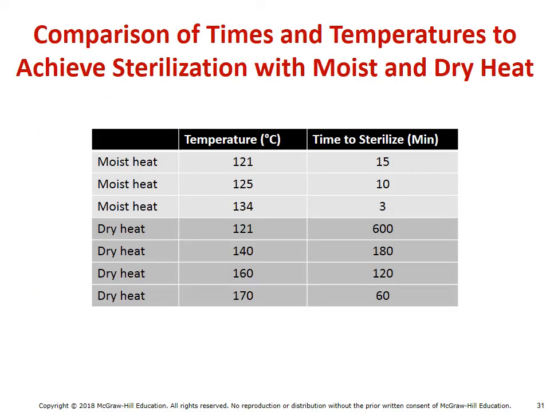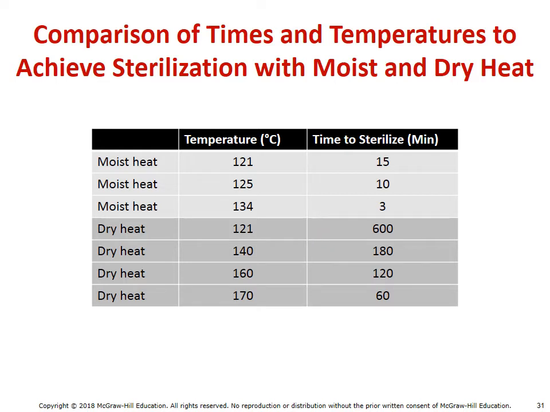And here's that exact illustration. Notice with moist heat we can kill everything at 121 degrees Celsius in 15 minutes. But with dry heat at 121 degrees Celsius, the time increases significantly, up to 600 minutes. If you don't know, that's 10 hours. And so the idea here is moist heat is far more effective. We can kill things in 15 minutes versus dry heat that would be 10 hours.